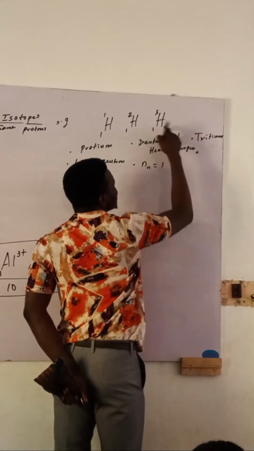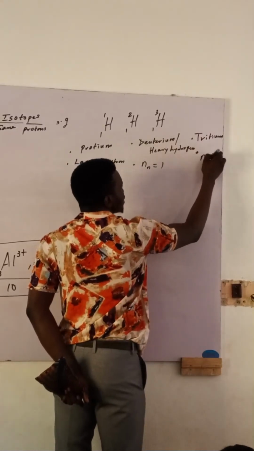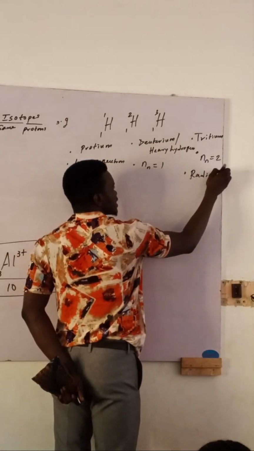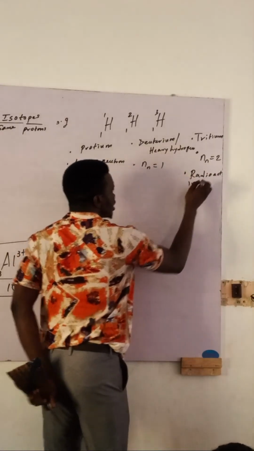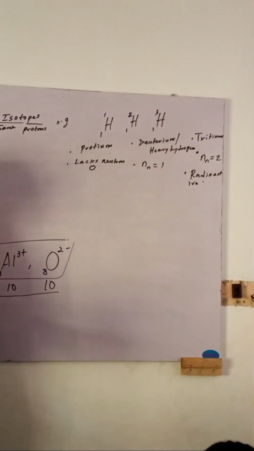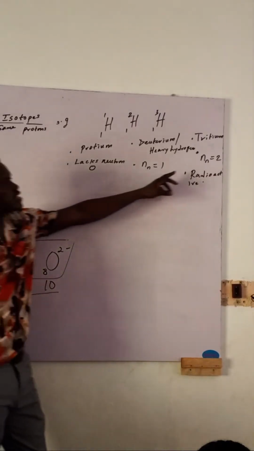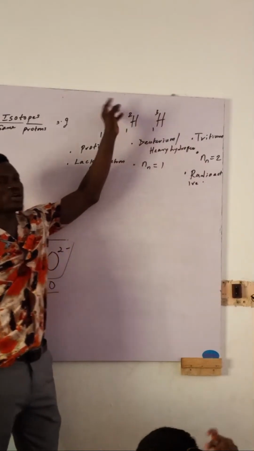So this one has 2 neutrons. And this one is radioactive. Those are the important things you need to know about them. Tritium is radioactive and it has 2 neutrons. You can see that their numbers of neutrons are different, and that's why they have different mass numbers.